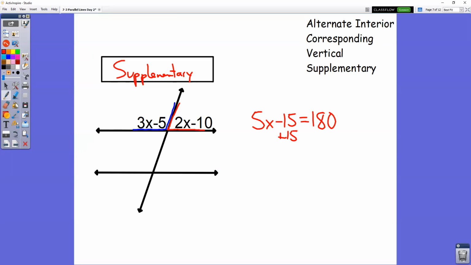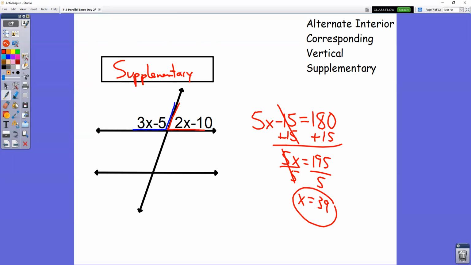Solve for x, so plus 15 plus 15. So 5x equals 195. Divide by 5, divide by 5. 195 divided by 5 gives you 39. 39 is not the size of the angle. 39 is just what x is. So we need to take that 39, sub it back in, and sub it back in.